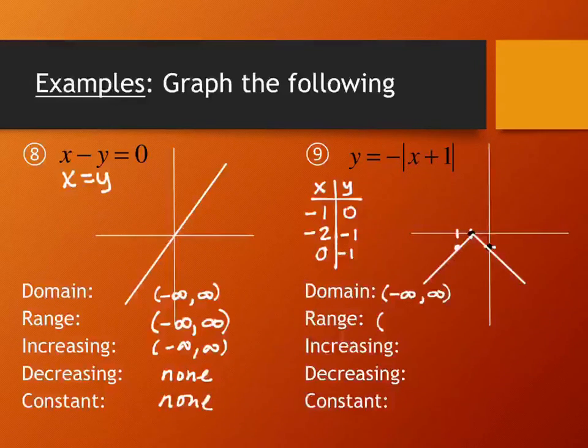It's 0. So when we're looking at the range, we're always looking at what the y values are, not x values. That's the only time we do that. So -infinity up to a 0 for the y values. That one's the tricky one. How about increasing, decreasing? Right. So it's increasing from -infinity to -1. So we do stop at the x value -1. You're right. And then it decreases from -1 to infinity. Still, there's no constants.